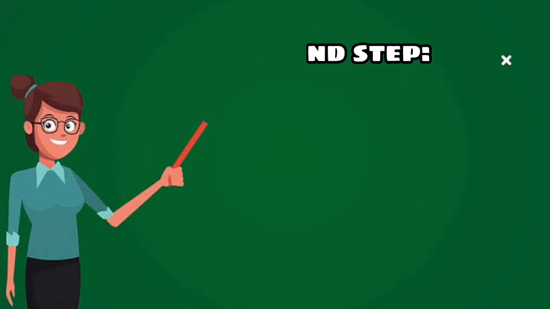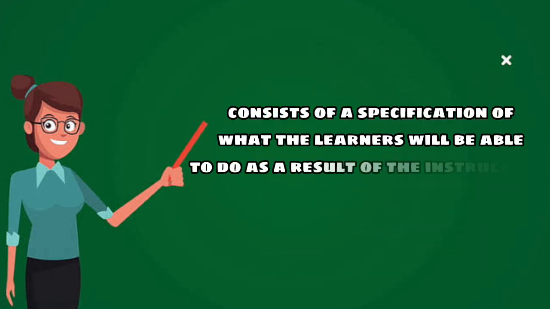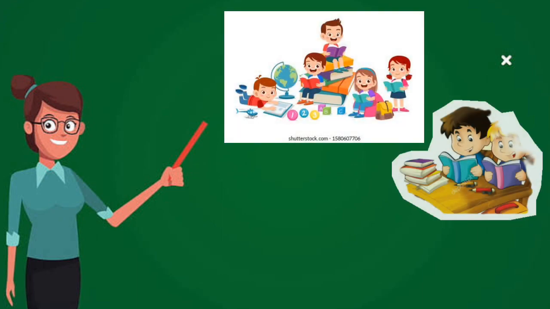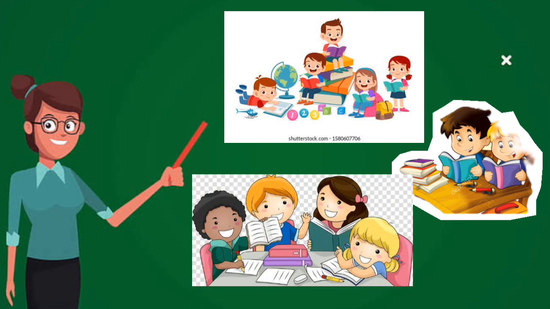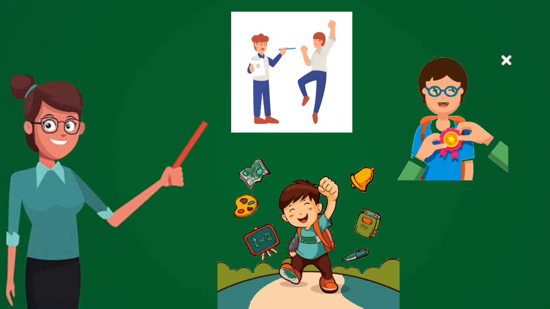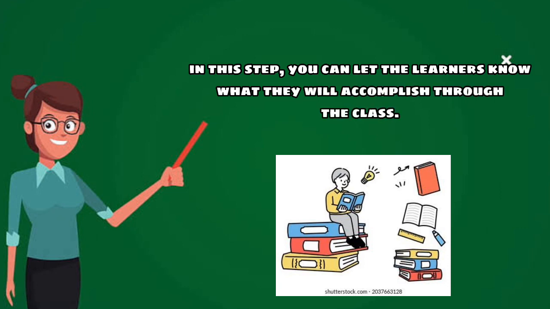The next step of this instructional design model is state standards and objectives. This step consists of a specification of what the learners will be able to do as a result of the instruction. This step will focus on what the learner will know or be able to do as a result of the instruction. The objectives can be used in assessing the success of the students, perhaps for the grading process. Also, you can use them to let the learners know what they will accomplish through the class.